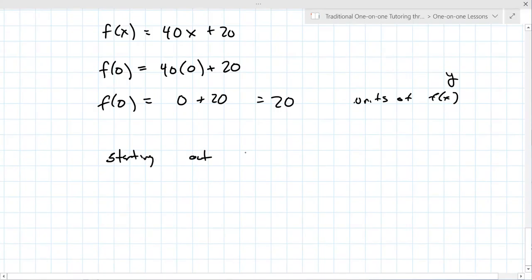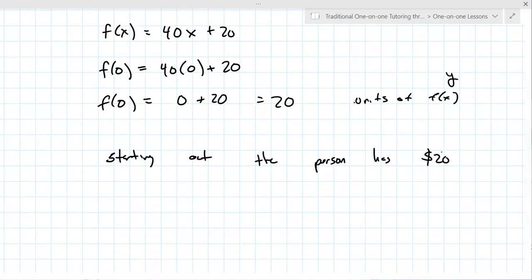Starting out, the person, Billy, has $20. Like if you're saving for a car, you've got to start somewhere. So this person has $20 to start out with. I mean 20.